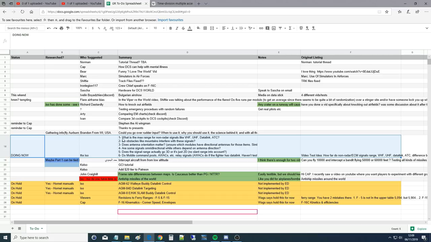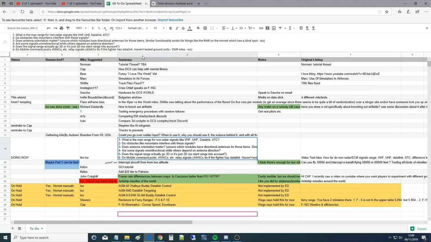One, what's the max range for non-radar signals like VHF, UHF, Datalink and ATC? Two, do obstacles like mountains interfere with these signals? In DCS World we're talking about. Three, does antenna orientation matter? Unsure which modules have directional antennas for these items.